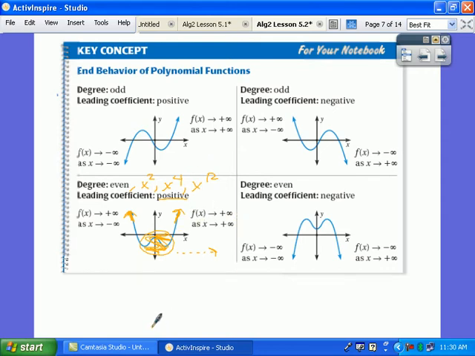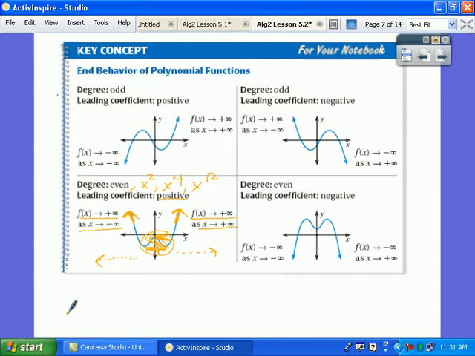Again, where it says f of x, you can replace that with a y. So as x gets bigger, as x goes to infinity, y goes to positive infinity. It's basically saying this arrow is going to be always pointing upwards. Likewise, as x goes to negative infinity, so as we're coming all the way this way, the y values also go to positive infinity.